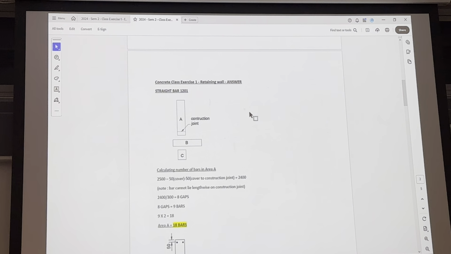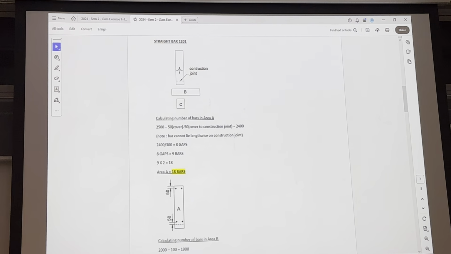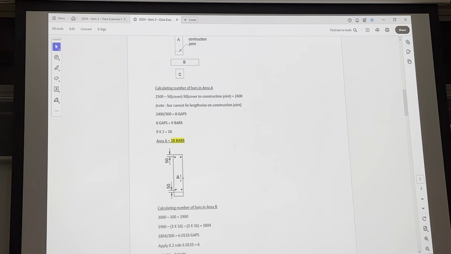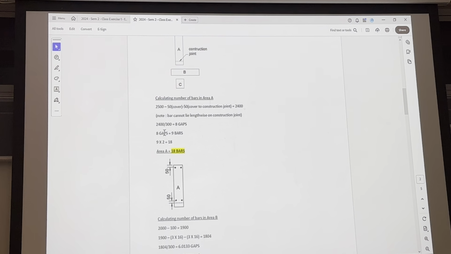If you have a look at this bar here, you'll see that A is exactly like I said, it's 2,500, or is it 200 in height? What's the height? Oh, it's 2,400, sorry. 2,500 minus cover is 2,400, divided by 300 equals 8 gaps. 8 gaps is 9 bars, 9 times 2 is 18 like we got there.